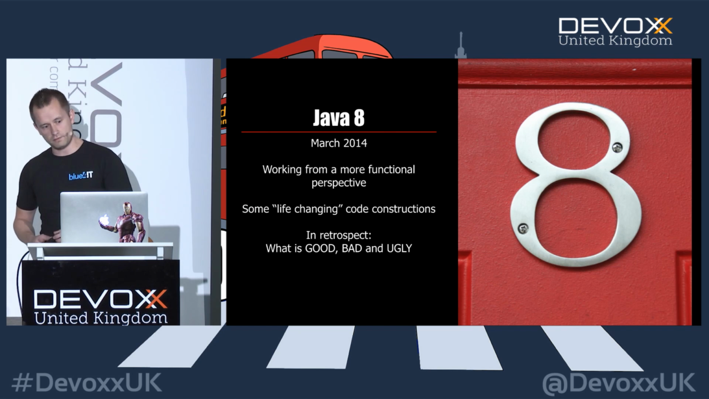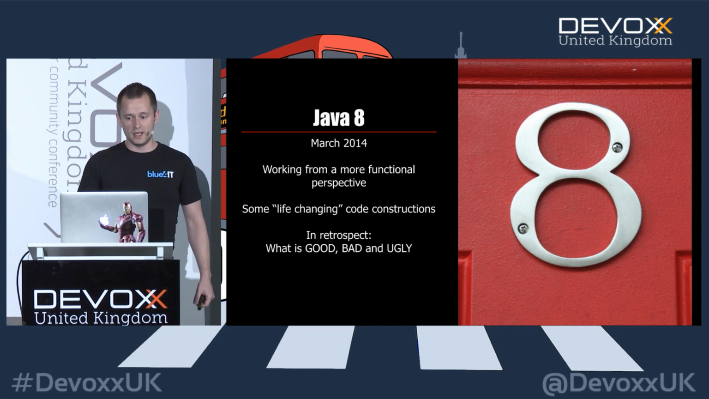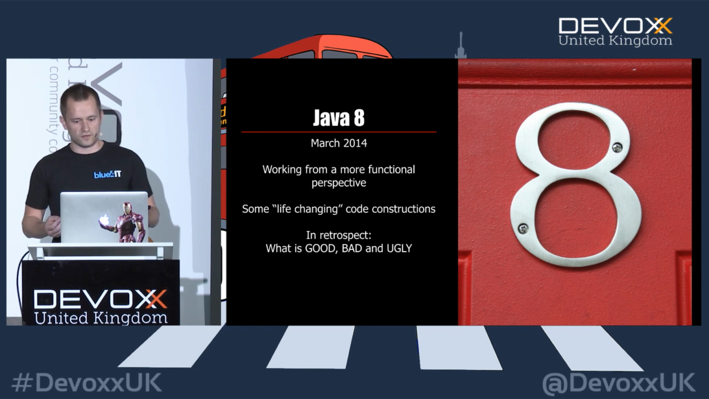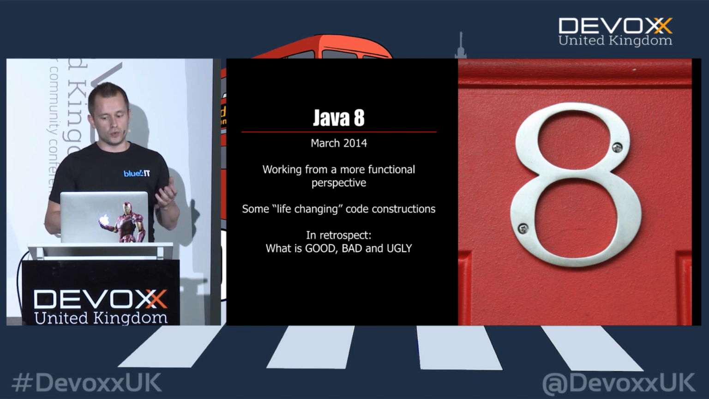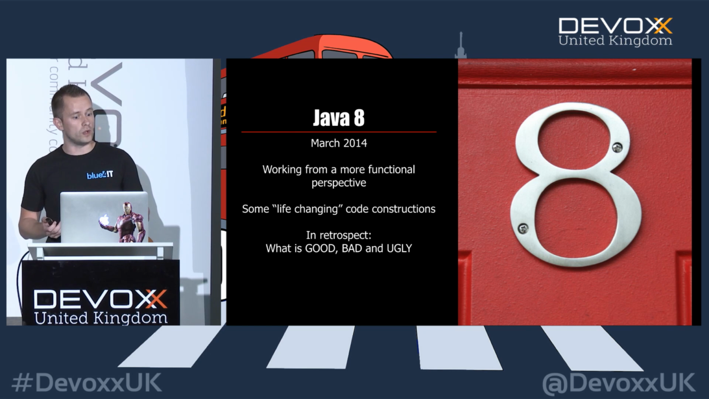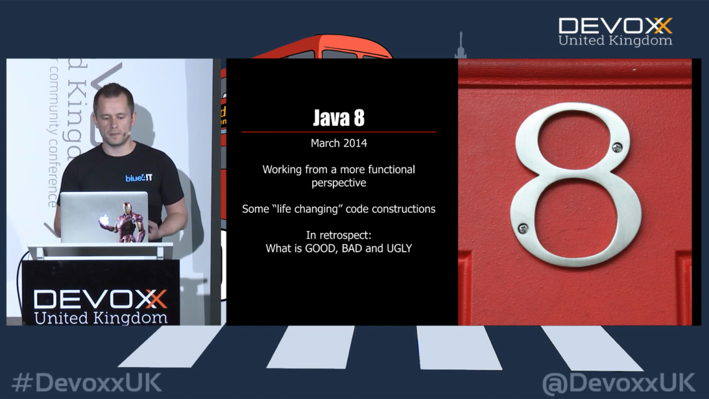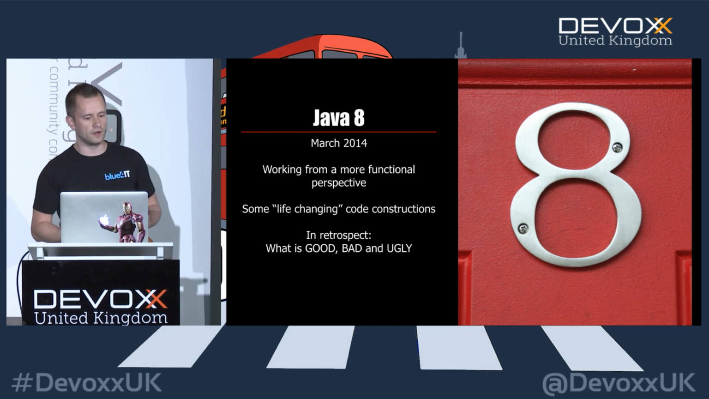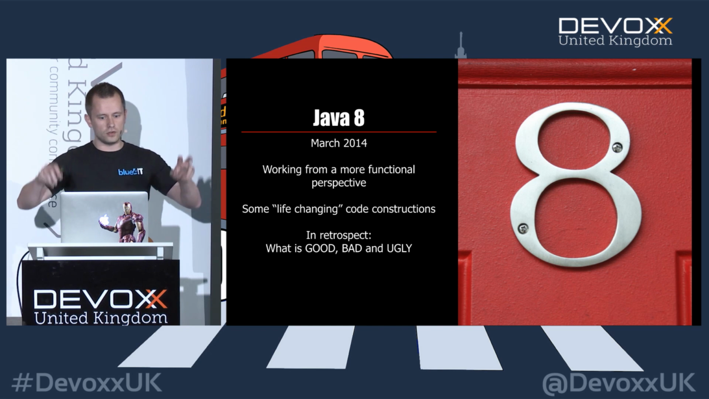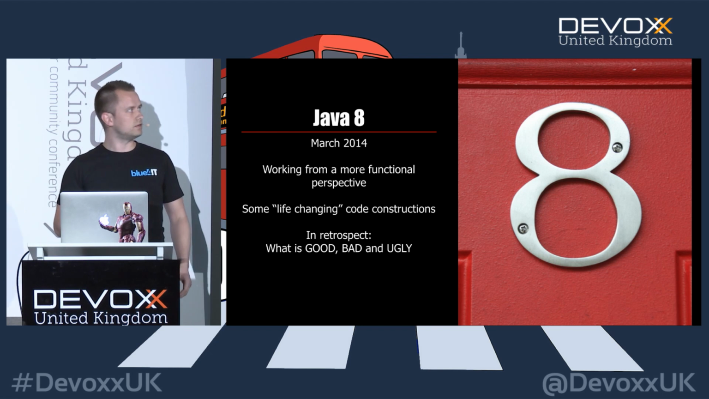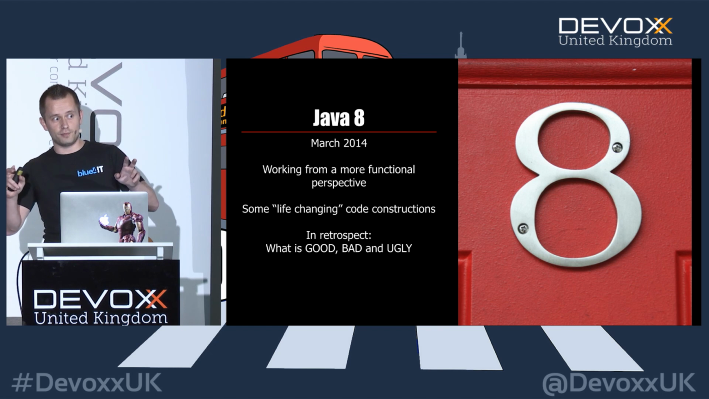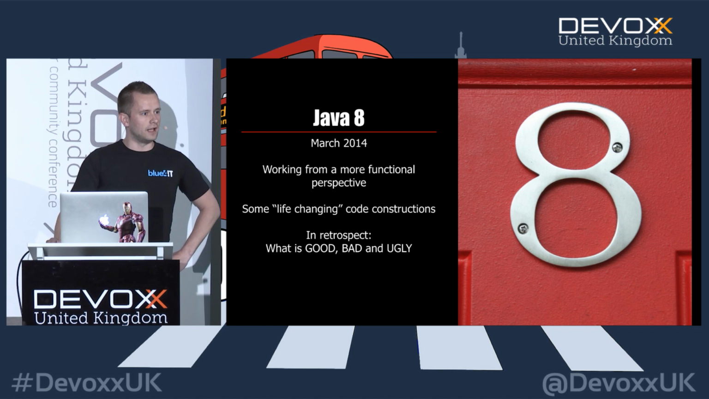Java 8 came out in March 2014, approximately 3 years after Java 7, which is quite quick. It had some features that would change the way we code. It demanded from us that we think more in a functional way. It gave us things like higher-order functions and that kind of stuff. It gave us some life-changing code constructions. Well, we're here. Java 8 is already deprecated, perhaps, if I can say it that way. Let's look at the good, the bad, and the ugly things for it.